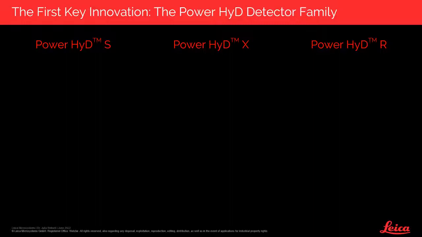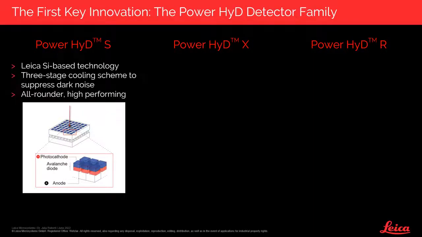We have the Power ID-S that are based on silicon multipixel photon counter technology, and here the fluorescence photons are spread onto a detection area comprising an array of independent detector units. Each one is a silicon avalanche photodiode, which are all wired in parallel and read out over a common anode.